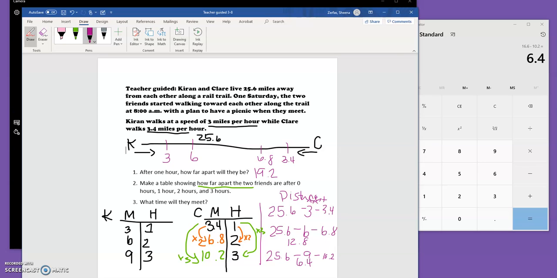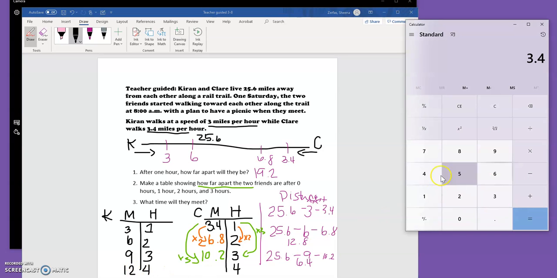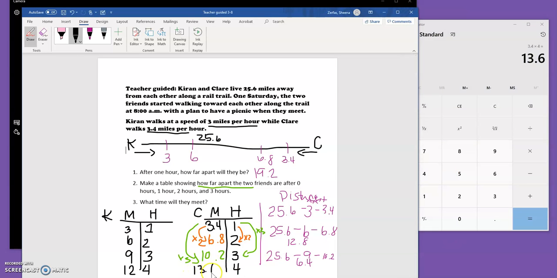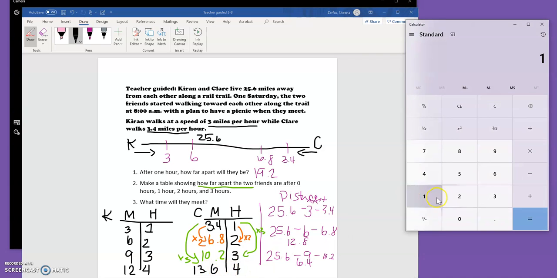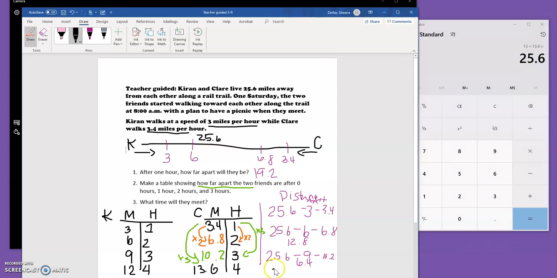All right, last part here: when are they going to meet? So if I add 4 hours into my table, and I find the distance that they travel, in 4 hours Kieran has gone 12, and then 3.4 times 4 is 13.6. If I add their two distances, 12 plus 13.6, I'll see that after the 4th hour, they will meet and have lunch together.